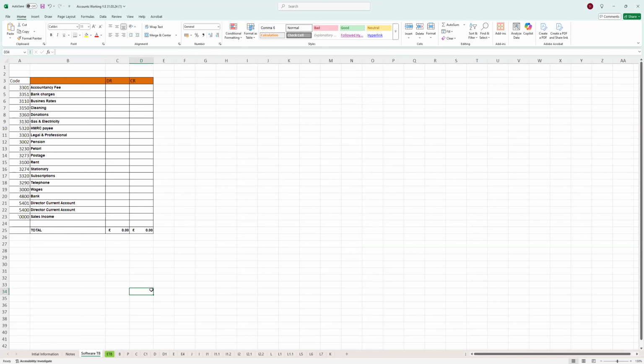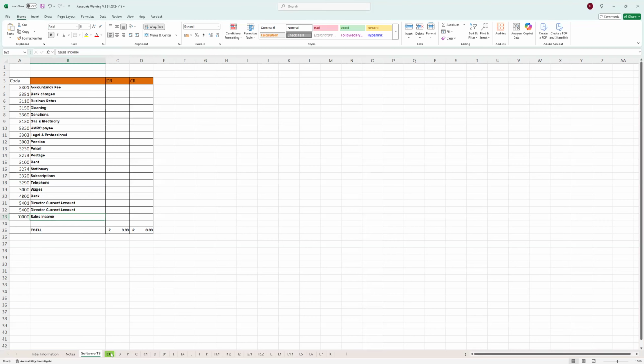So let's try to understand how it works. We have a few sections. Let's get familiar with this section first. Once we have the software trial balance, we're going to record here. You can see I have recorded a few things. For example, the accountancy fee, bank charges, business rate, cleaning, donation, gas, electricity. Then we have some bank, director current account, sales income. You might have more than that. If you don't see it here, you can always create one and you can link it with the extended trial balance.